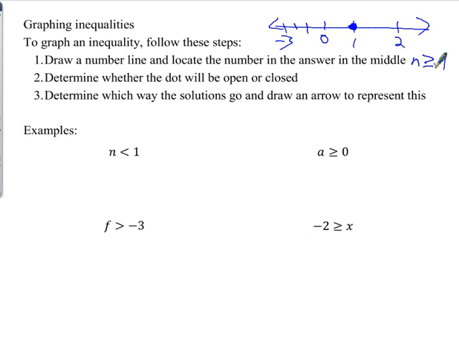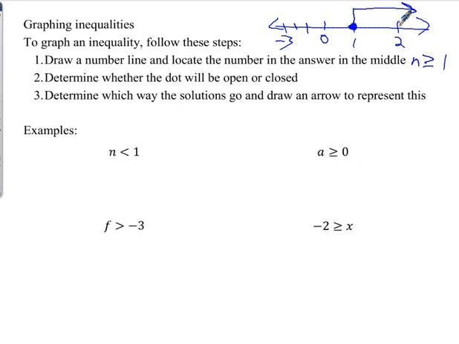2, 3, 4, 1.1, 1.8, 97. All of those numbers are all greater than 1. So that's what number 3 is telling you to do. It's telling you to let me know on the graph which numbers we're talking about. And the way that I represent that is this.